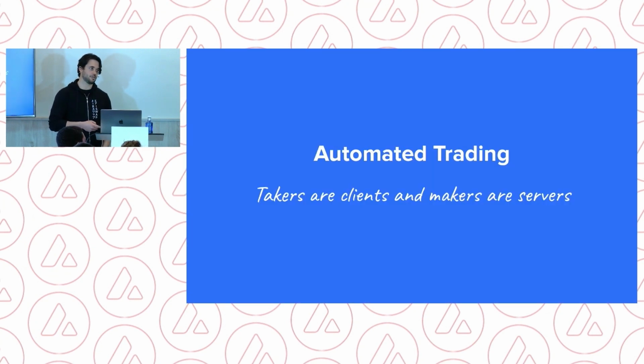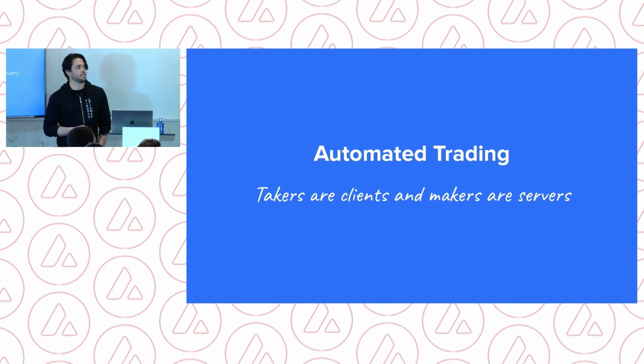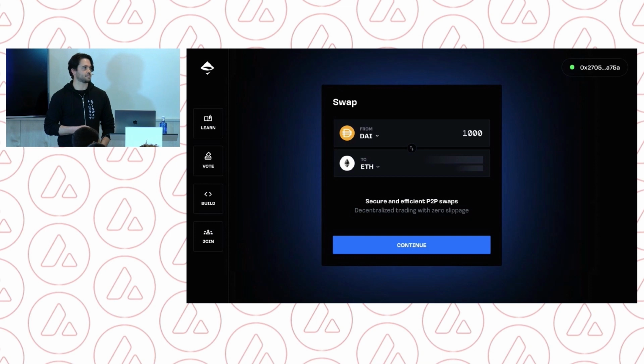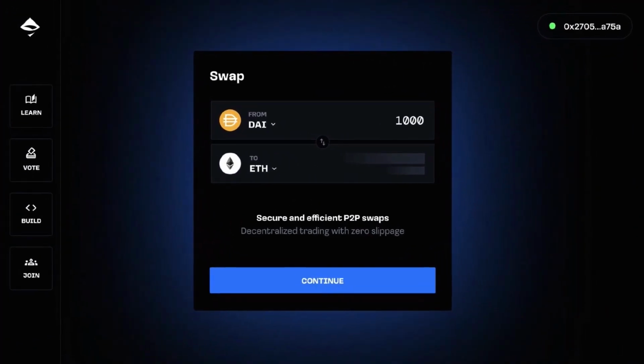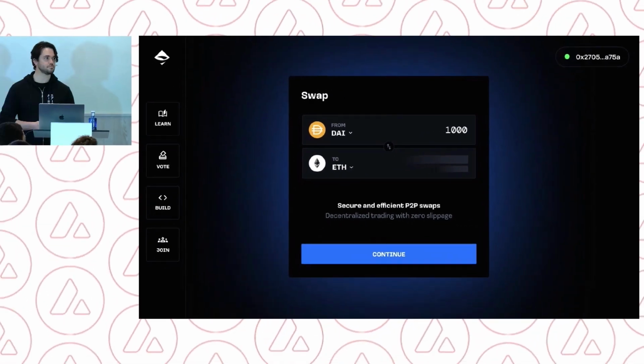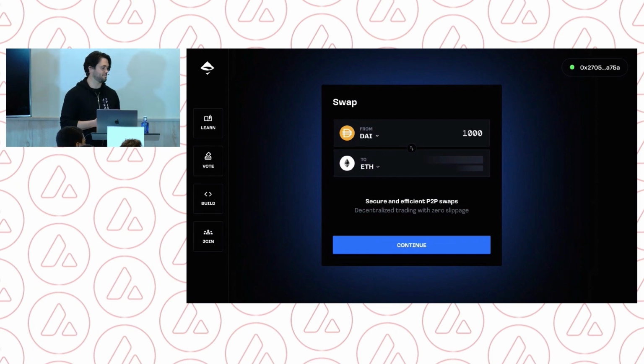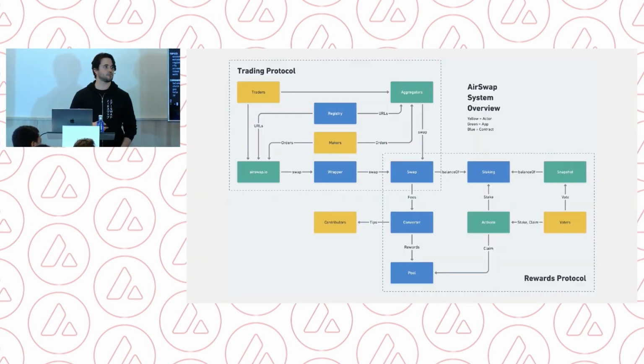Now we go into the automated trading side of things, where using the same protocols, the takers are clients and the makers are servers. So these are just running on the public internet. And this gives you a UX like this, which you're probably largely familiar with. AirSwap was, I think, the first token swapping UI that looked like this a few years ago, and the same protocol can essentially support an instant swapping kind of UX. Behind the scenes, it is a little bit more complicated.